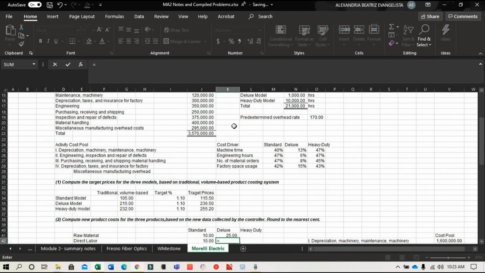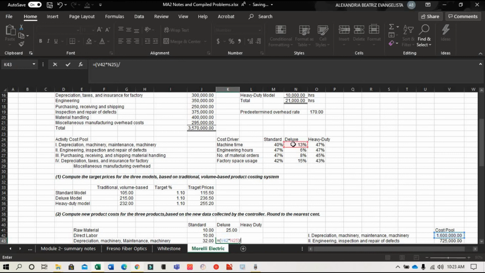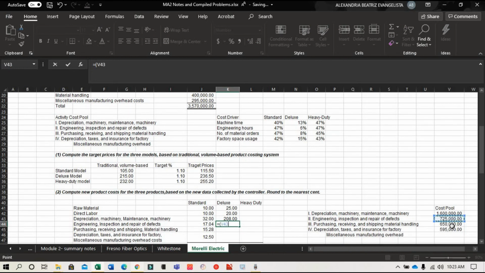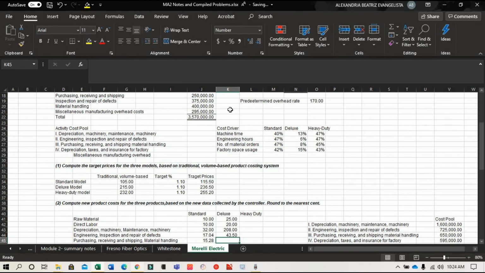So raw materials is 25, direct labor is 20, and then for the first activity pool, that is 1,600,000 multiplied by 13 divided by 1,000, and that would give us 208. And then for the second activity pool, that is 725 multiplied by 6% divided by 1,000 units sold, that would give us 43.50.